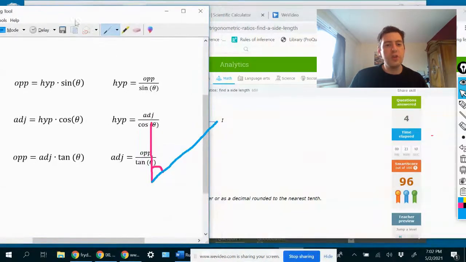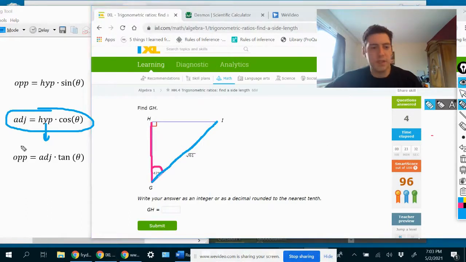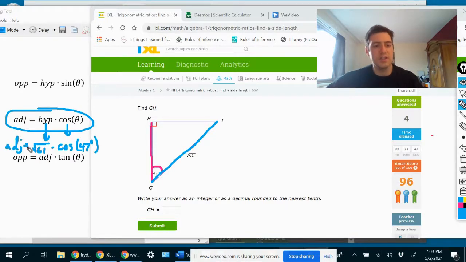Which equation should we use? We should use this one over here. We're looking for the adjacent side, and we know the hypotenuse, so we can plug the hypotenuse in here. The hypotenuse was the square root of 61. We're going to multiply it by the cosine of 47 degrees, and that's going to tell us the adjacent side length. So let's do that: square root of 61 times cosine of 47 degrees.